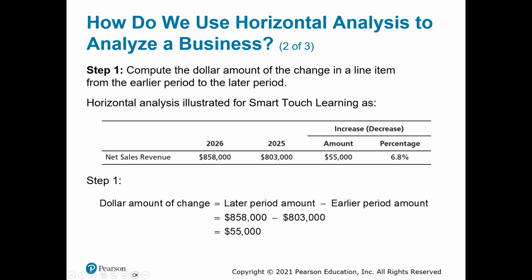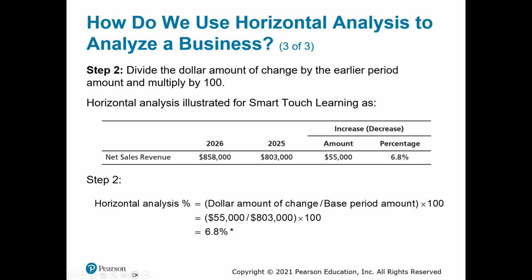A 6% increase in sales for a smallest business to a huge corporation is still a 6% increase. So for us, what we're going to do to find our rate of increase is take the amount of change, 55,000, divide it by the prior period amount of 803,000, and then convert it to a percentage. Yes, we can say the sales revenue for Smart Touch increased by 55 grand, but it's easier to compare to other entities if we say sales increased by 6.8% during this period.